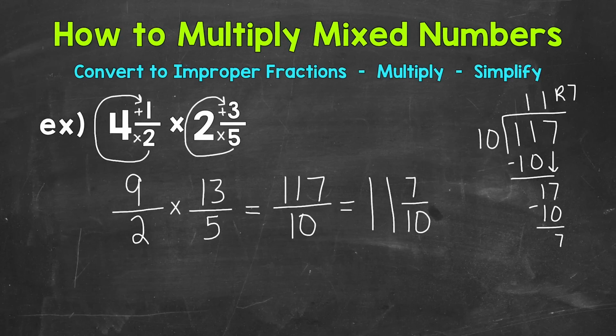Always check to see if you can simplify the fractional part of a mixed number. Well, 7/10 is in simplest form. The only common factor between 7 and 10 is 1. So this is in simplest form, and we are done. 11 and 7/10. Lastly, let's move on to division.